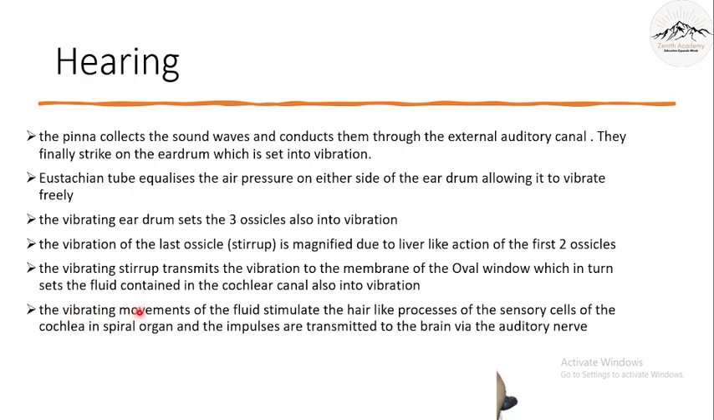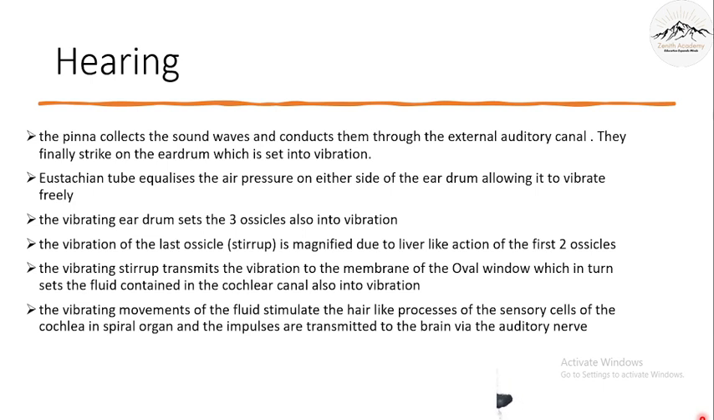Now, the vibrating stirrup transmits the vibration to the membrane of the oval window, which in turn sets the fluid contained in the cochlear canal also into vibration. The vibrating movements of the fluid stimulate the hair-like processes of the sensory cells of the cochlea in the spiral organ, and the impulses are then transmitted to the brain via the auditory nerve.